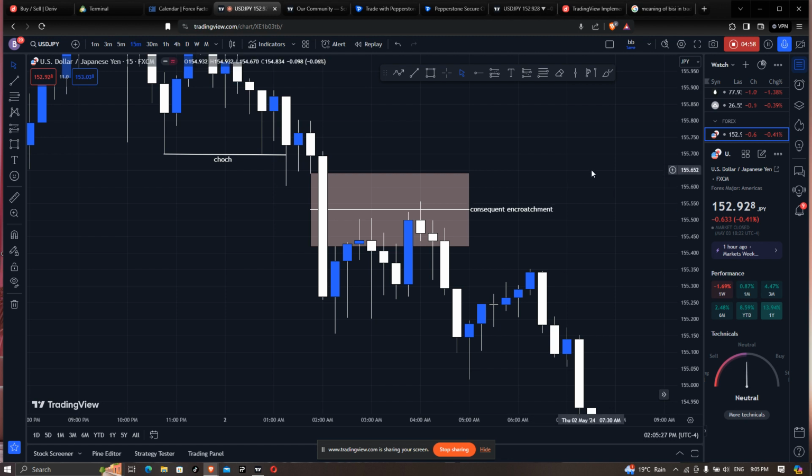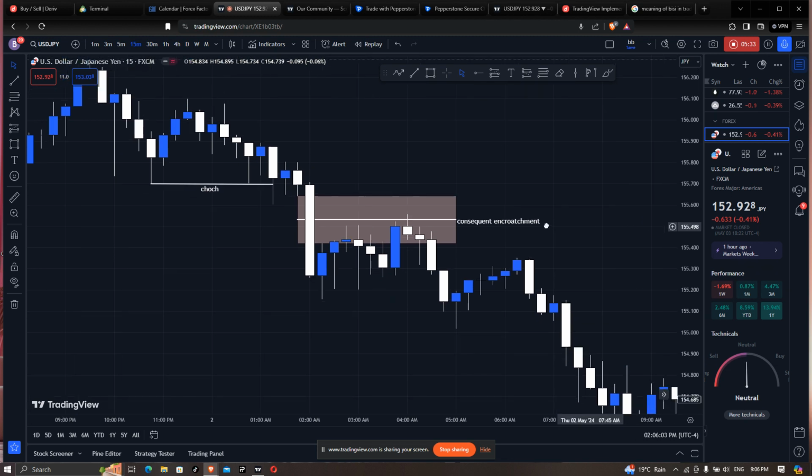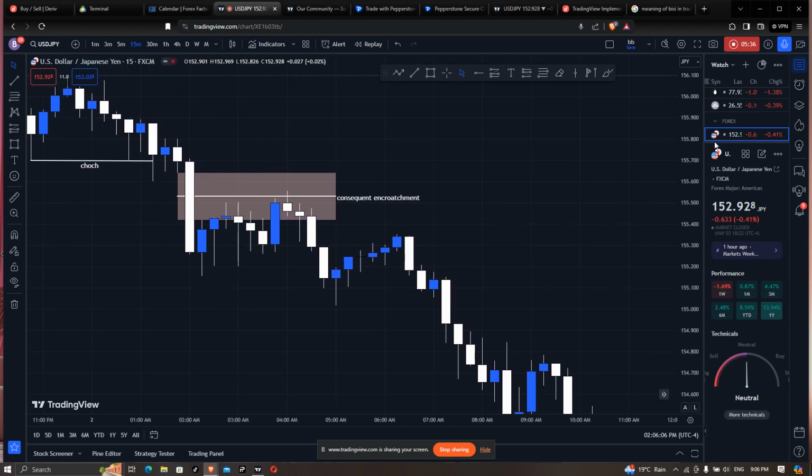So once price enters your fair value gap, you draw your consequent encroachment, and then you expect that the candles in the fair value gap will respect this consequent encroachment. The bodies of these candles, they do not cross above the consequent encroachment, but instead it's only the wicks, meaning there's a rejection there, and there's a high probability that price is going to move towards your intended direction. Now, this is a good example of a bearish fair value gap.